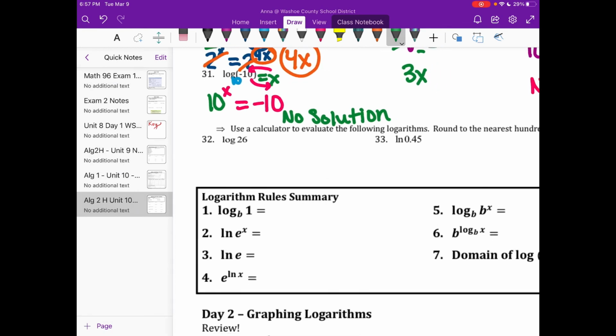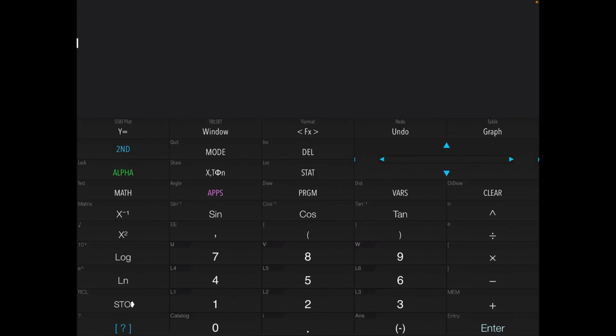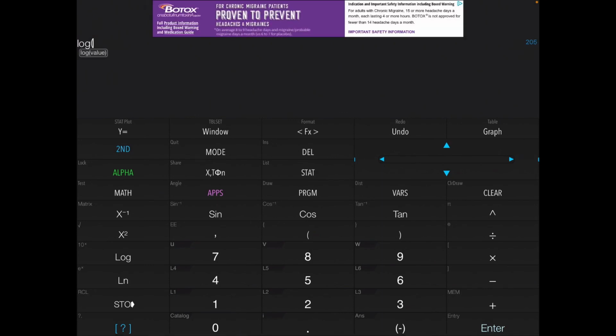Yes. So on our calculators, we should have a log button. I'm going to go ahead and pull up my calculator. Okay. On my calculator, look, there's this button right here that says log. You literally just push the log button.